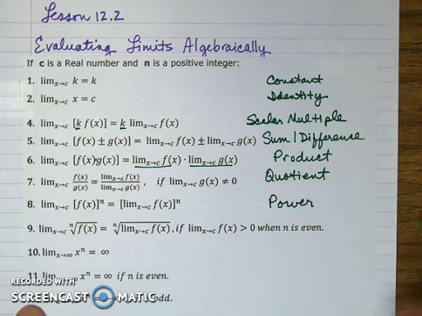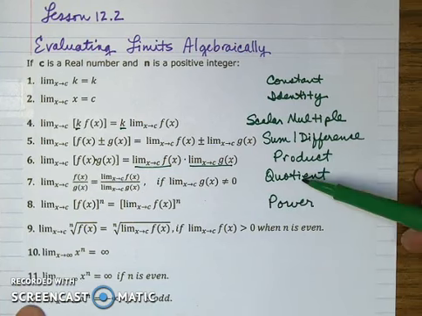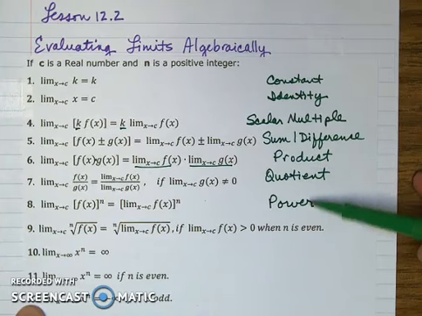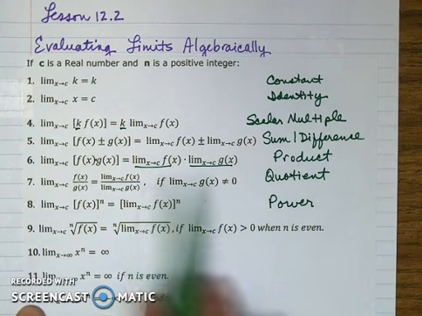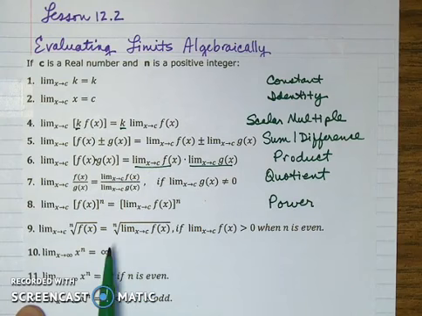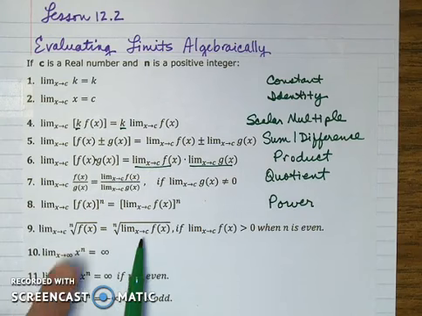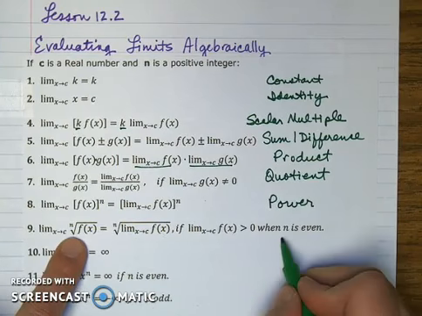I'm never going to ask you these names, but sometimes you refer to them in a problem or such, and I wanted you to have the names. It's a good review of the different properties. This one is called the nth root, appropriately named as well.